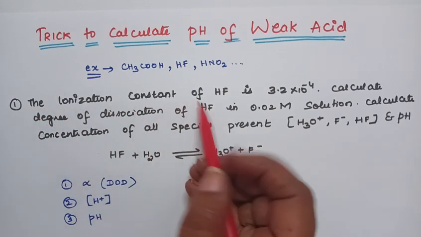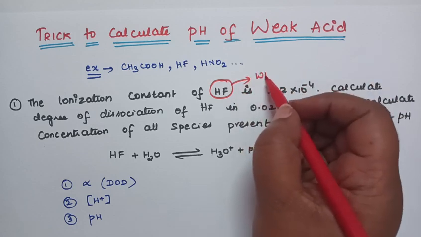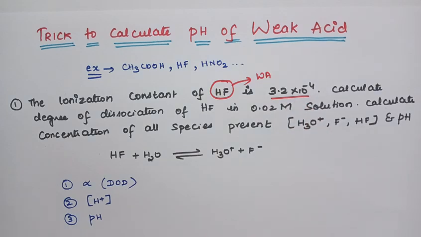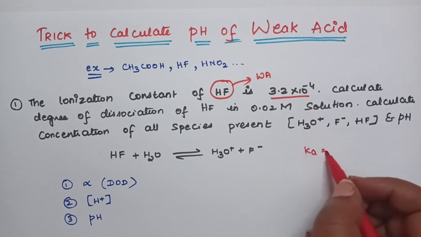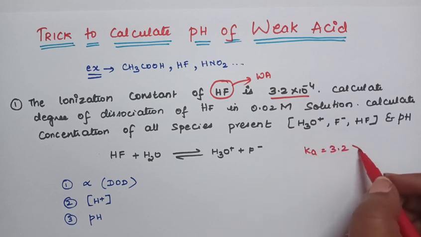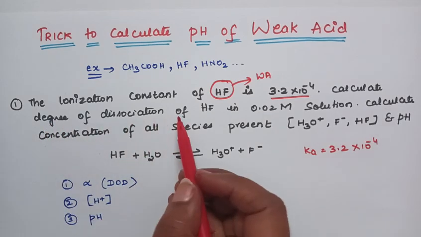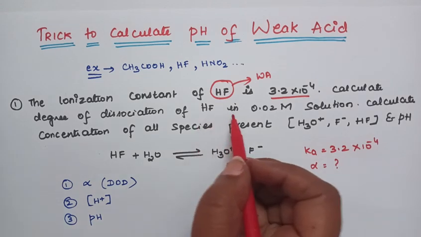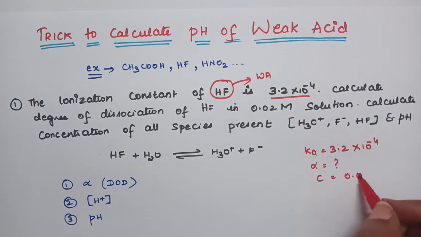The ionization constant of HF, which is a weak acid, is 3.2 into 10 to the power of minus 4. So ionization constant means they have given the Ka value. Ka is equal to 3.2 into 10 to the power of minus 4. Calculate the degree of dissociation of HF. So you have to calculate the degree of dissociation, which is nothing but alpha, in 0.02 molar solution. So the concentration is given as 0.02 molar.